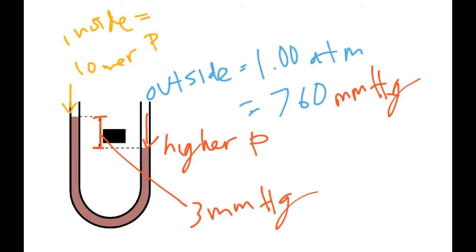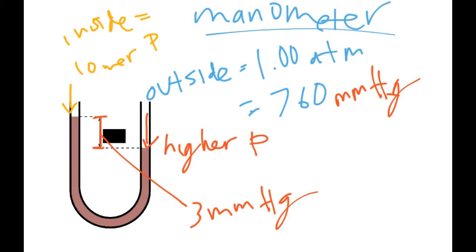So this manometer, I'll write manometer right here. This manometer measures the pressure outside. So scientists would put a gas on the inside, and this gas would have a certain pressure. So it would have, in this case, a lower pressure, and on the outside there would be another pressure, which in this case is higher.